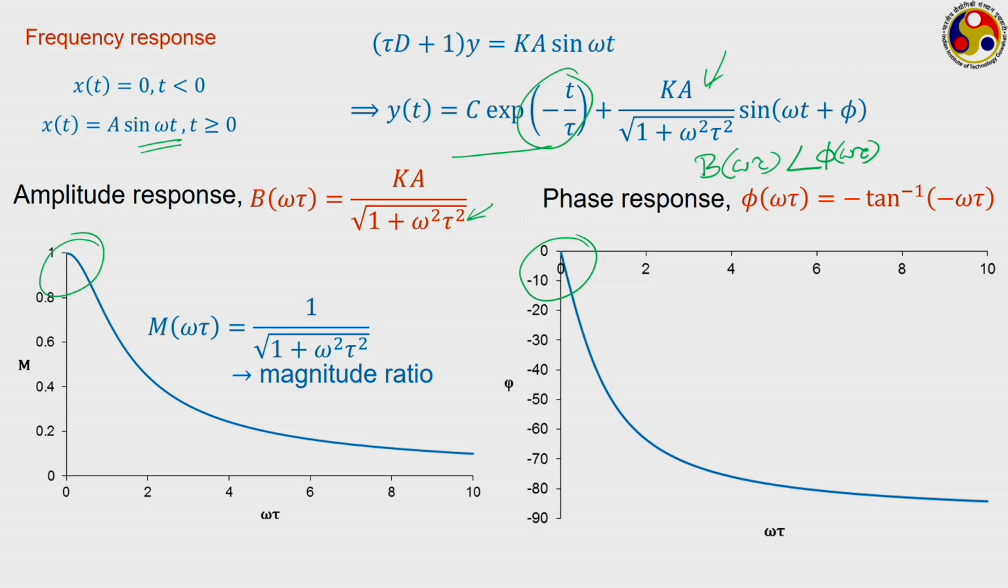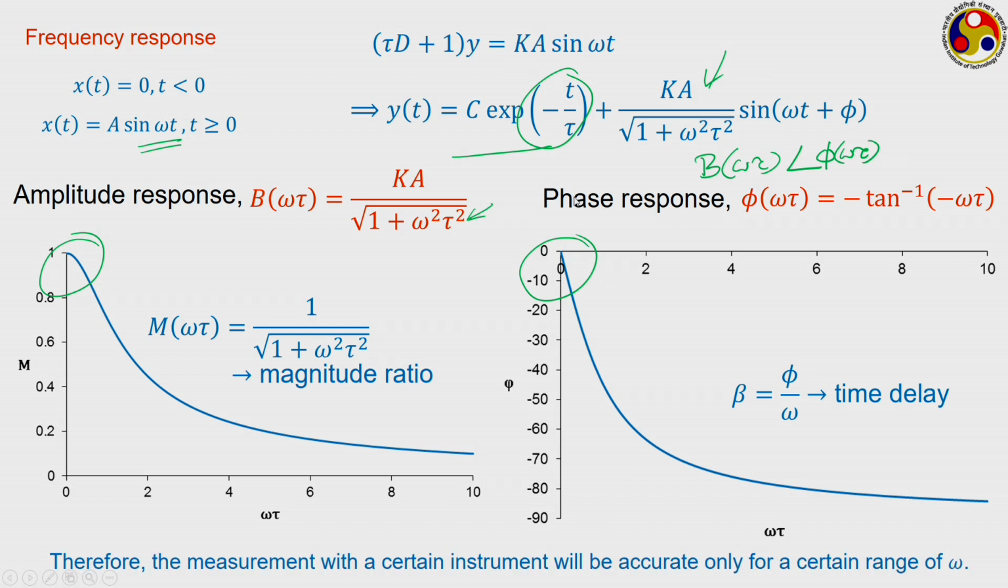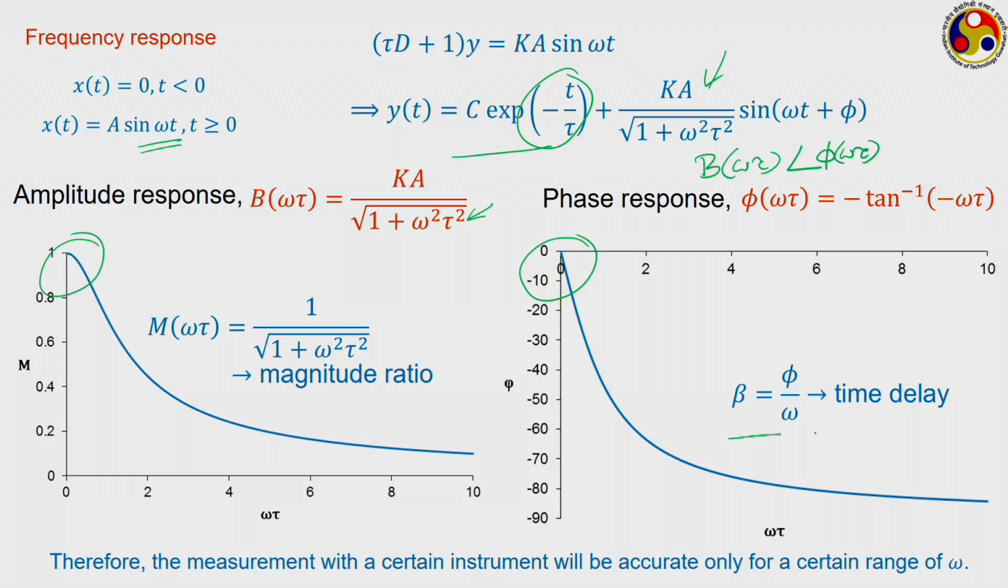That means whenever we are dealing with the frequency response of a first order system, we have to choose the frequency of the input signal with care. Once we know the time constant of our first order system, we can put a certain limit regarding the signals to which the system can be subjected. Like if your omega keeps on increasing, we have to choose an instrument with a very small value of tau.